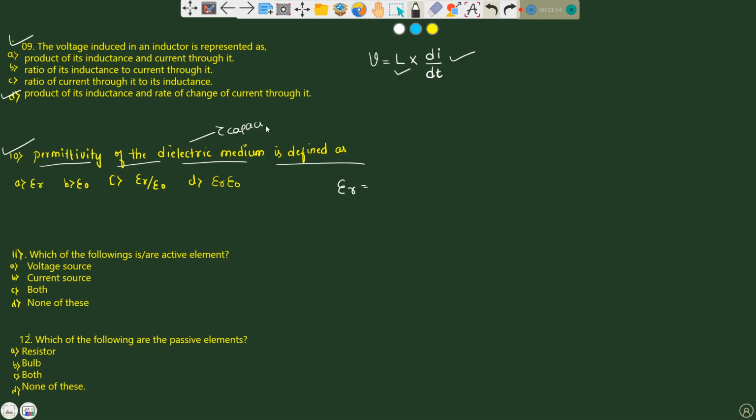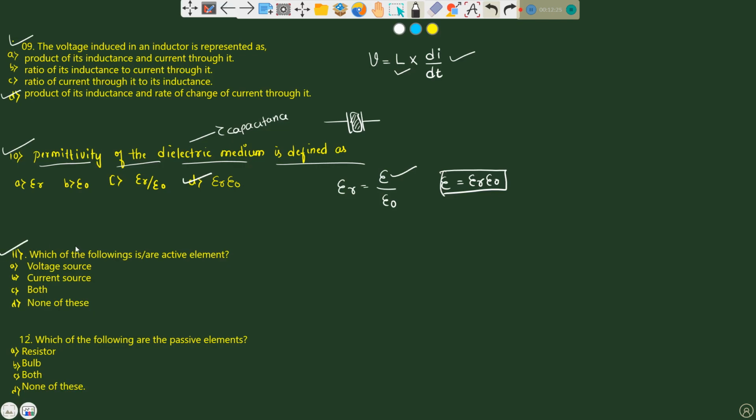Okay, remember this. So you will be having capacitance, here it will be a dielectric medium. This dielectric medium can be calculated with the help of relative permittivity, which is actually the ratio of actual permittivity to the absolute permittivity. So they are asking about permittivity, so it will be epsilon times epsilon naught. So this will be the solution. So this is the answer.